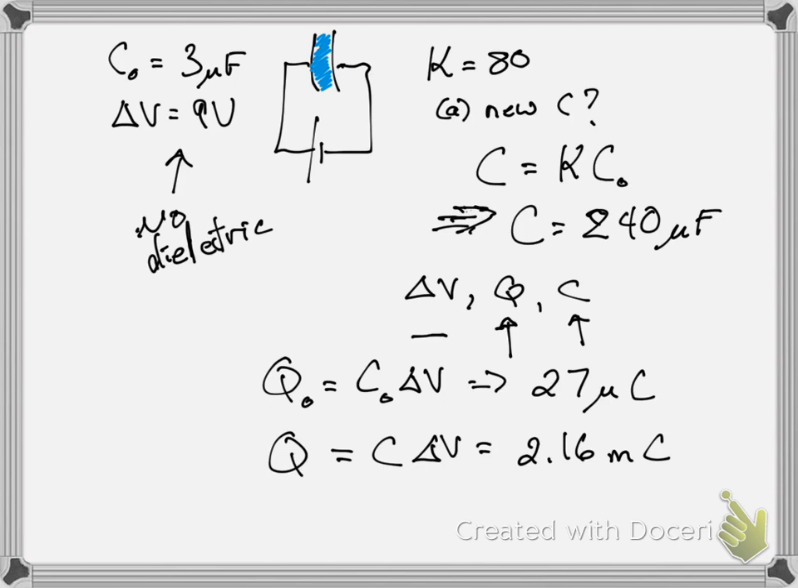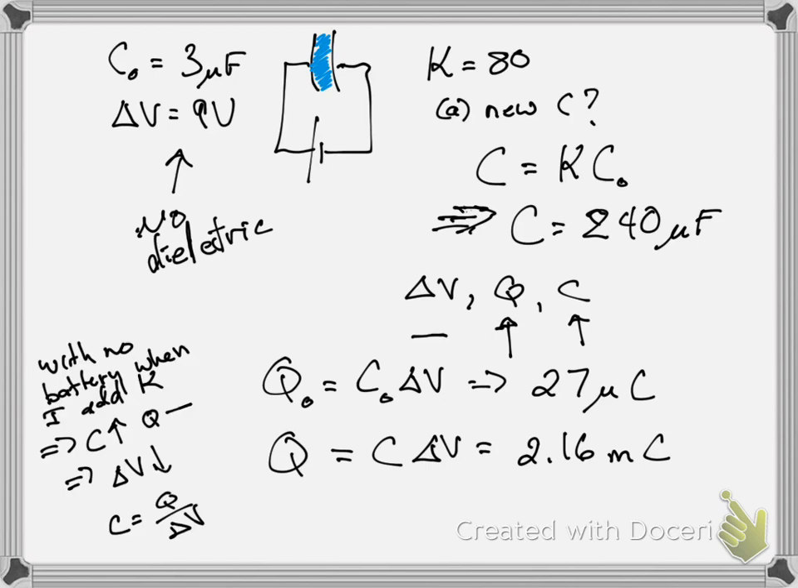And so for C to go up and Q to remain the same, delta V must go down by a factor of 80. Okay, so I've indicated this in the corner: C goes up, Q remains the same, therefore delta V must go down because C is equal to Q over delta V. So delta V goes down by a factor of 80, whatever that ends up being.